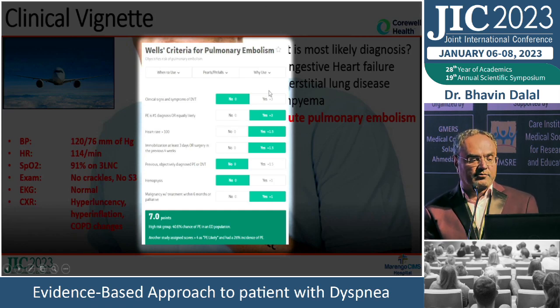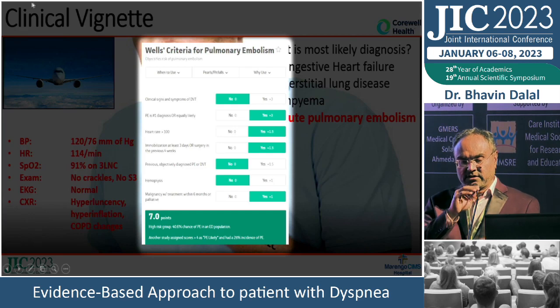So I think here we can put 3 points for the PE being the most likely diagnosis, heart rate more than 100 is 1.5 points. Immobilization or surgery: he took a flight without any break. I think that was the immobilization or static component. The rest of the criteria are negative, so his pre-test probability is around 26%. So that's why I think all of you have done this.